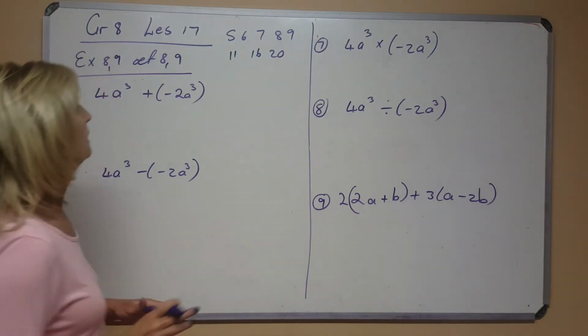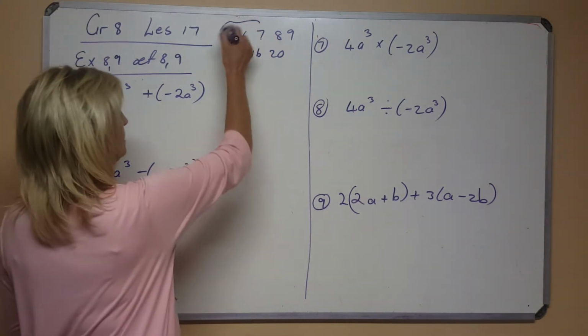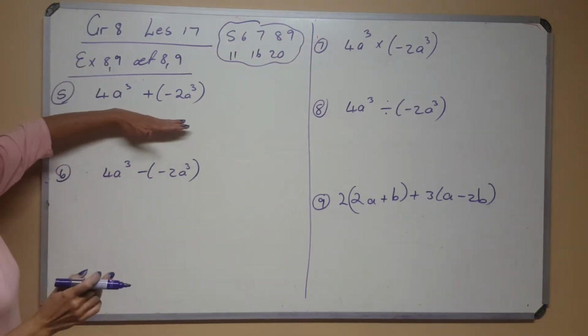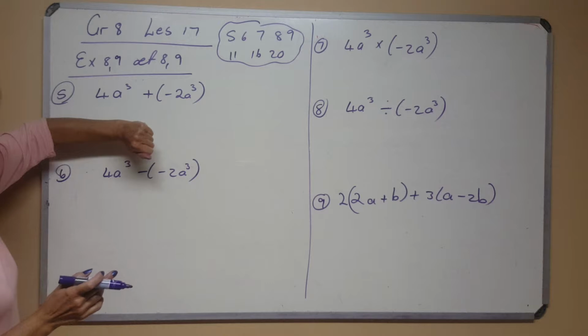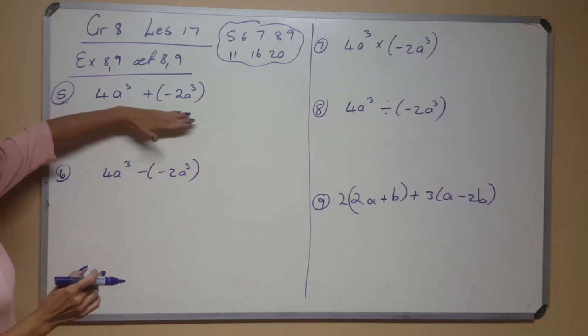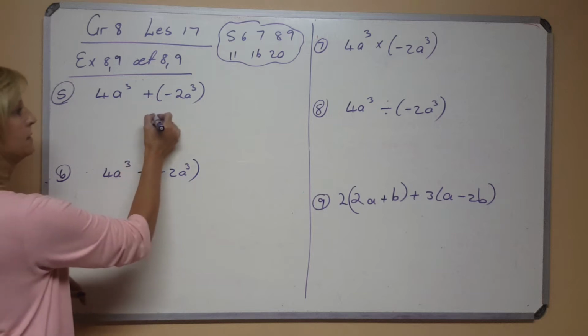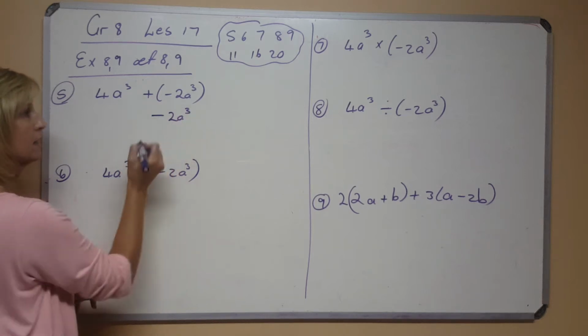Graad 8, les nommer 17, hierdie was jou huiswerk sommetjies, dis was jou homework. Simplify, vereenvoudig. Wat is hier om te doen? Hakie sê jy moet maal. So it's a plus times a minus is a minus, en dis dit, want daar's niks anders nie.